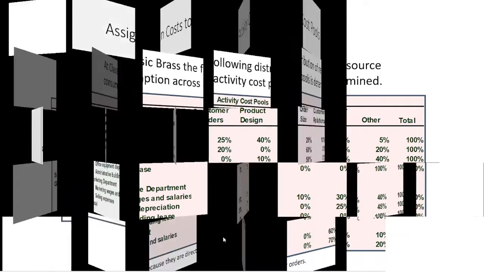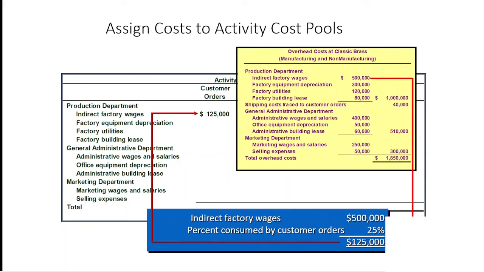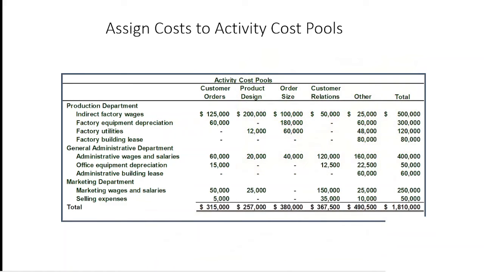Once you have done this, then the actual allocation of the department will come. If you remember, it was 500,000. 500,000 at 25% is 125,000. In this way, we will allocate all the lines individually and then complete the sheet. So the total cost will be allocated onto the individual costing pools. The total will become 315, 257, 380,000, 367. And please note, we have not allocated $490,000 worth of cost to any of the activities.